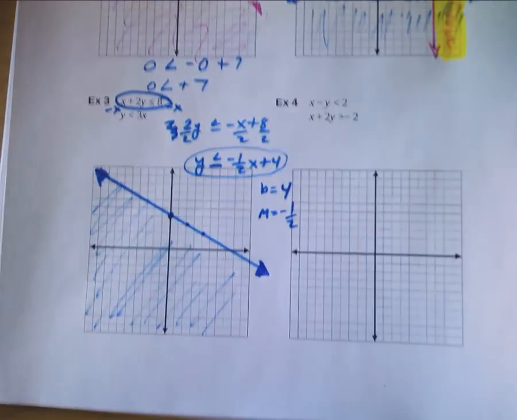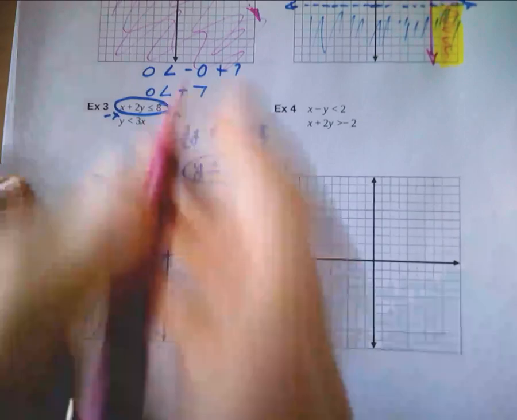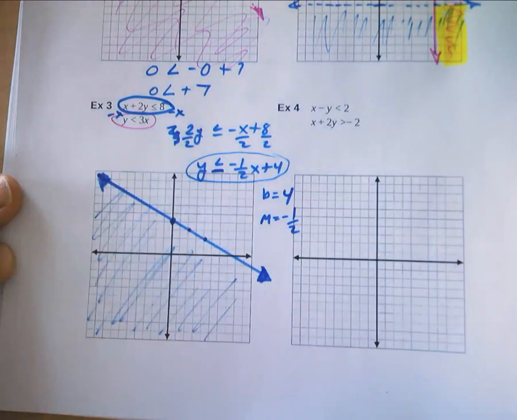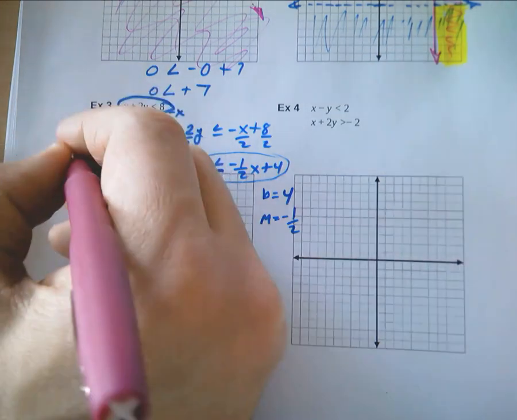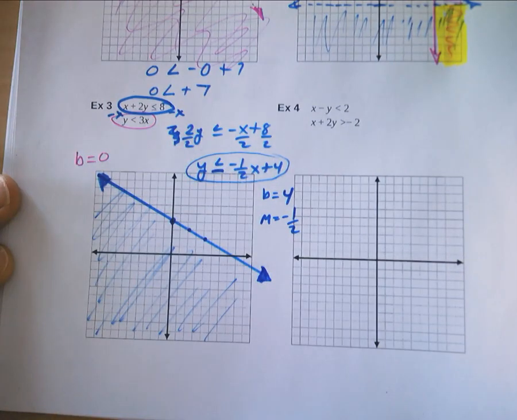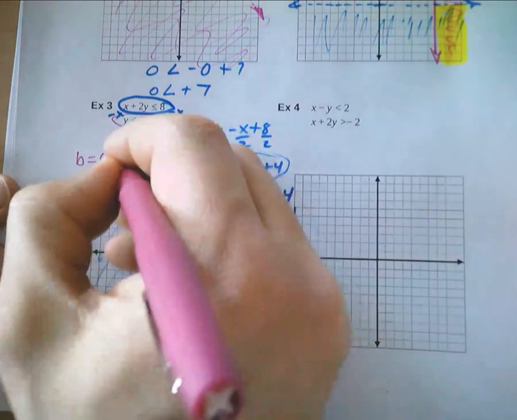All right, perfect. The last one I've got to graph is y is less than 3x. So if there is no b value, that's just 0, the origin. And then my slope is 3. Think 3 over 1 for your slope.